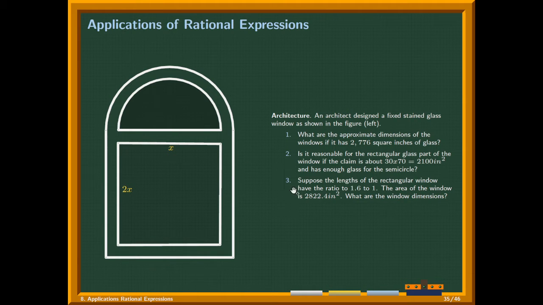And for number three, suppose the length of the rectangular window is changed into 1.6 to 1. The area of the window glass is 2,822.4 square inches. What are the dimensions? So literally speaking, the first situation and third situation are the same process. However, the ratio is changed, because the first situation talks about a 2 to 1 ratio. Here, we're talking about a 1.6 to 1 ratio.